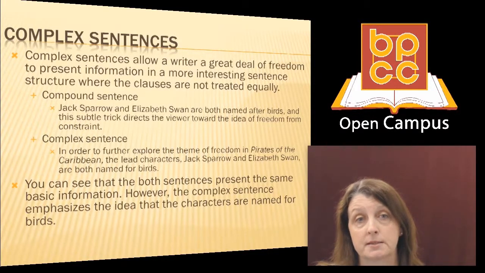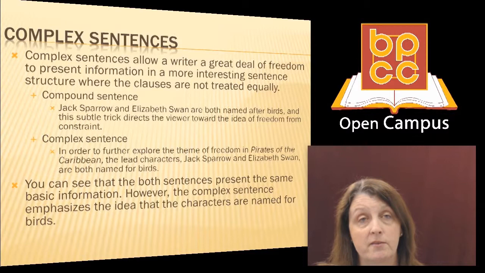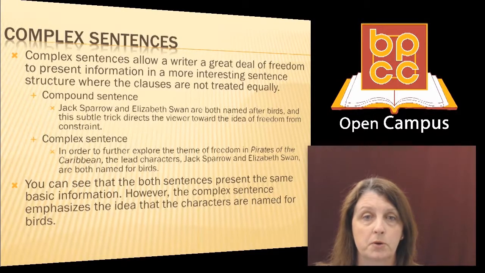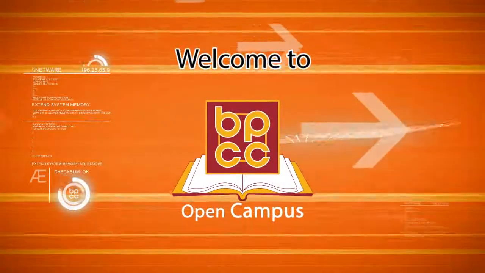Then we come to the complex sentence. In order to further explore the theme of freedom in Pirates of the Caribbean, the lead characters, Jack Sparrow and Elizabeth Swann, are both named for birds. Okay, complex sentence, we have our dependent clause. In order to further explore the theme of freedom in Pirates of the Caribbean. That's dependent because it does not form a complete thought. Then we have our independent clause. The lead characters, Jack Sparrow and Elizabeth Swann, are both named for birds. You can see that both sentences present the same basic information. However, the complex sentence emphasizes the idea that the characters are named for birds.